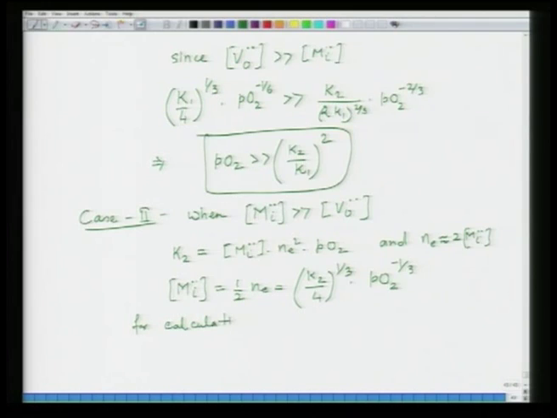Now for calculating VO, we know that K1 was equal to VO into Ne square multiplied by PO to the power half. And now this Ne is equal to 2 of Mi. Okay. So, we will just move to the next slide.